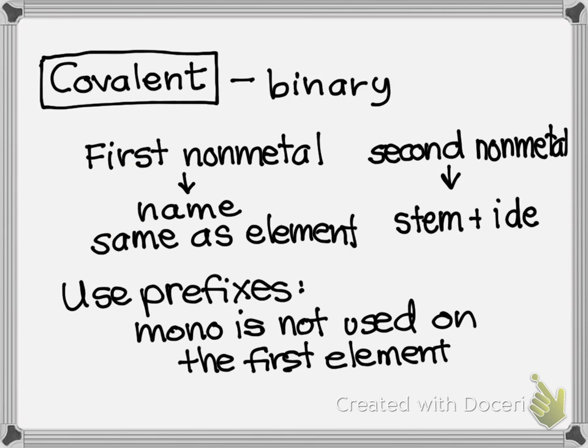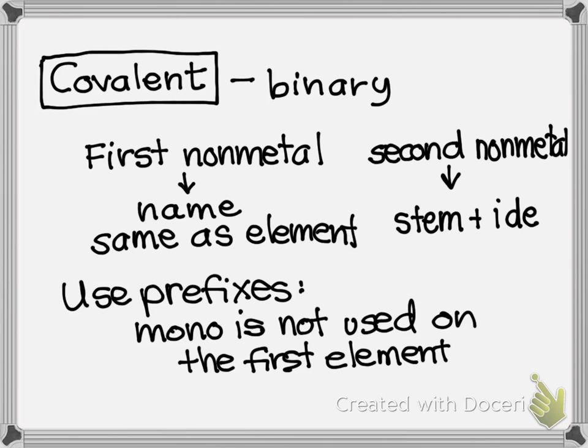So this is covalent. Remember on the first page I said you had to say ionic. You had to ask yourself, that's metals and nonmetals. And then covalent, this is when you have two nonmetals. And we're naming something called binary covalent, which means it's just going to have two different nonmetals. There can be other things that we could name in covalent compounds, but this is what we're doing.